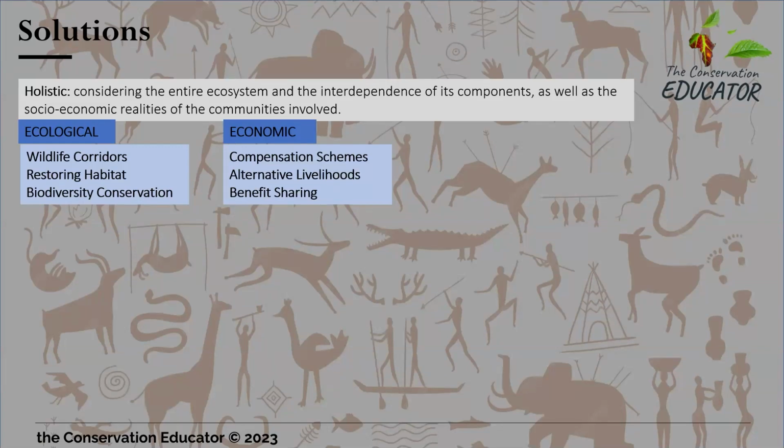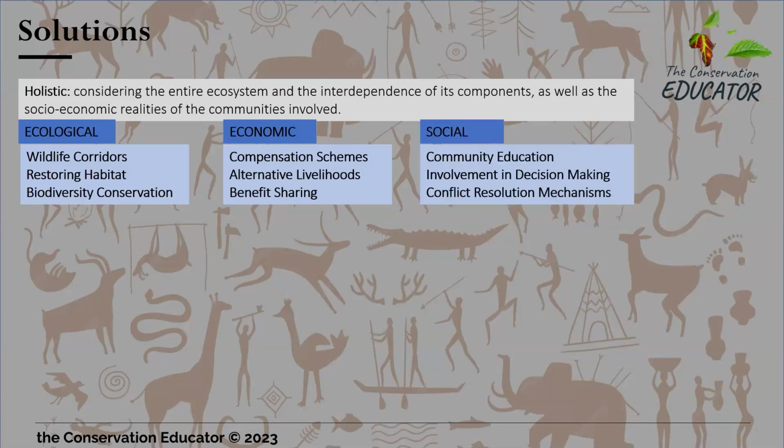Alternative livelihoods, that means you have a source of income even if your crop is destroyed. Benefit sharing, to say that we will have one field that is properly funded, and then if people's crops failed, at least they can take food from that field. Social, community education, allow the community to make decisions about what's happening in their own area.